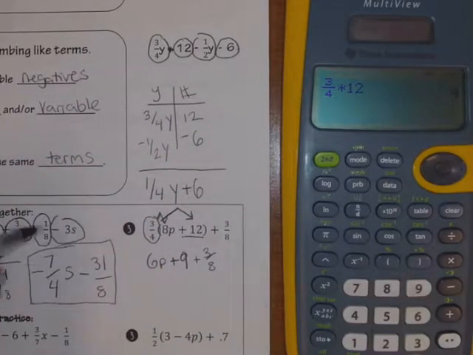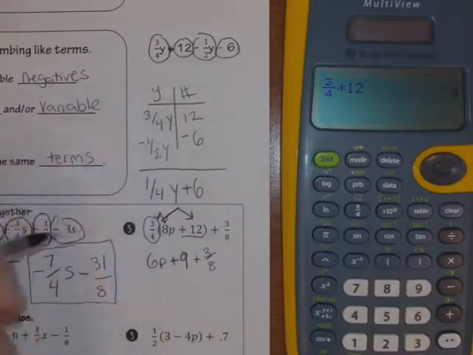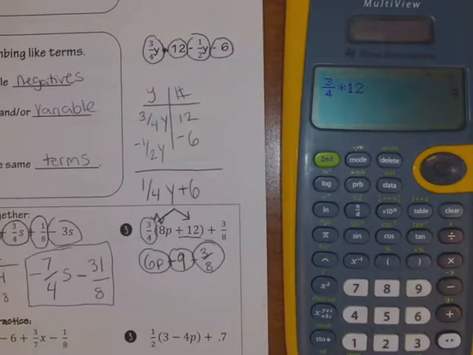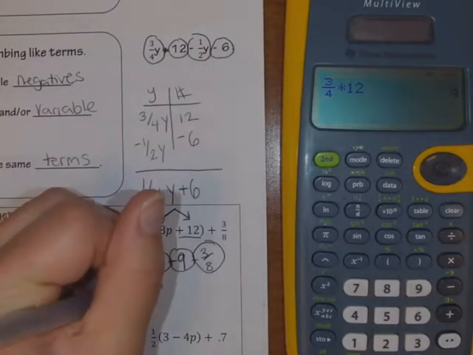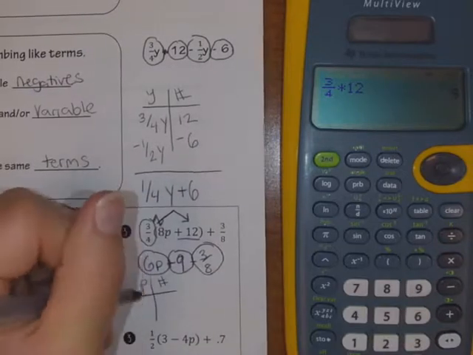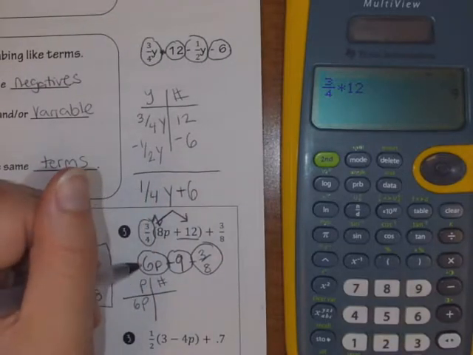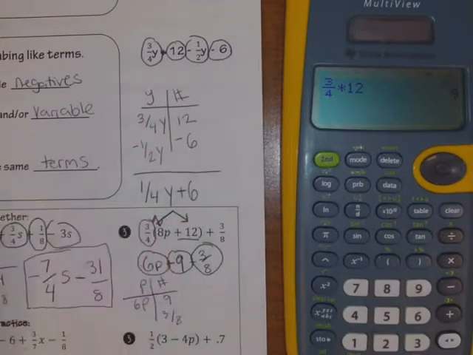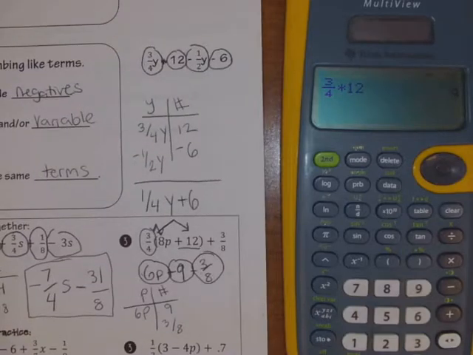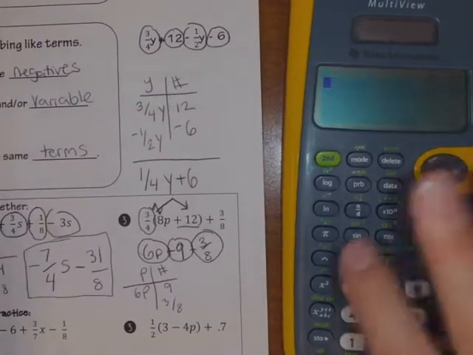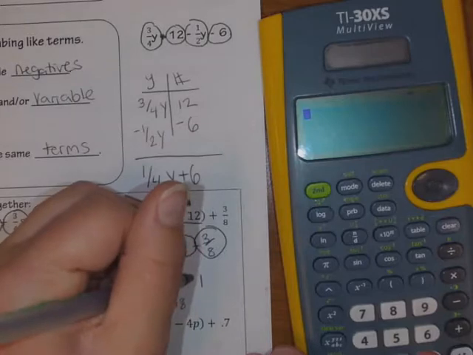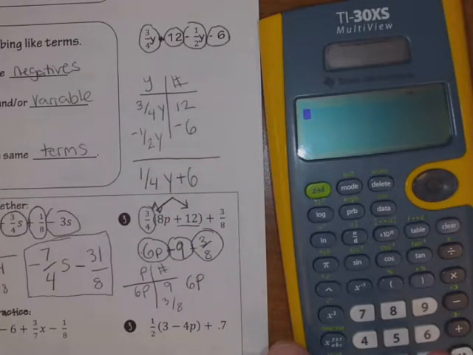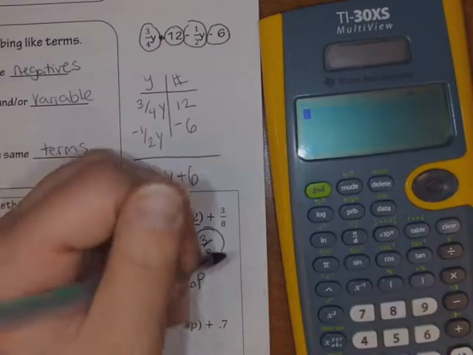Now that I've distributed, I don't see any parentheses. So now I'm going to go straight into combining like terms. So I have my p's and I have my whole numbers. I have 6p right there. I have positive 9. And I have positive 3/8. I have all positives, no negatives in this problem. So I know my 6p is going to stay the same. 6p. And now I have 9 plus 3/8.